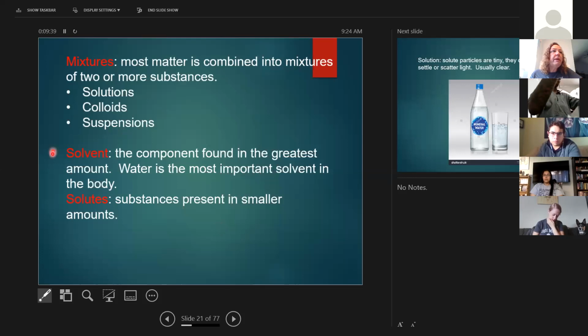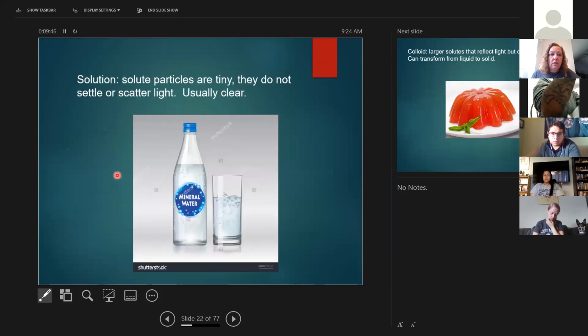The Kool-Aid would be the solvent, and the sugar would be the solute. Oh my God! I figured it out. You did figure it out. I understood this. If it does not settle out or look cloudy, that is the definition of a solution.